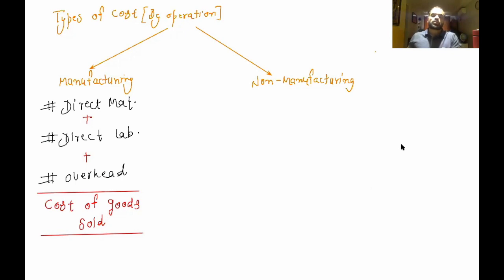Now, move on to the non-manufacturing cost. So I already gave you an idea what a non-manufacturing cost is. Any kinds of service, we also call it service cost, or we also call it office cost, right? So now non-manufacturing cost.